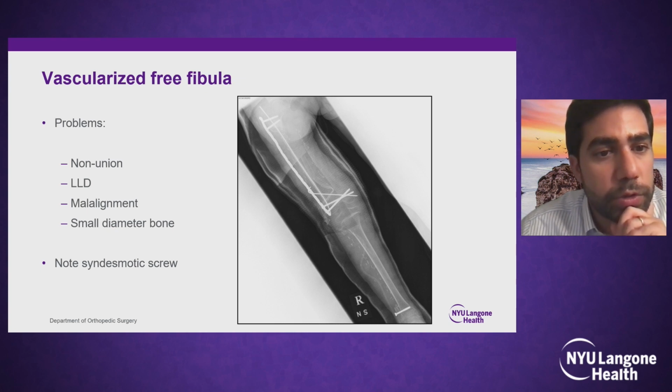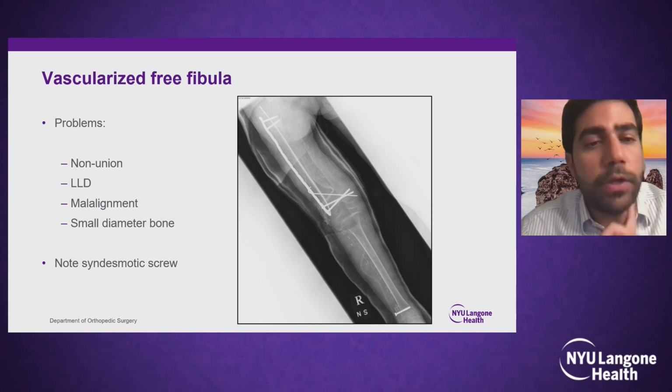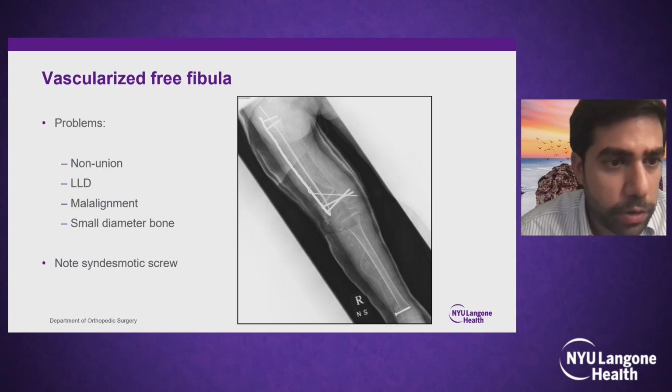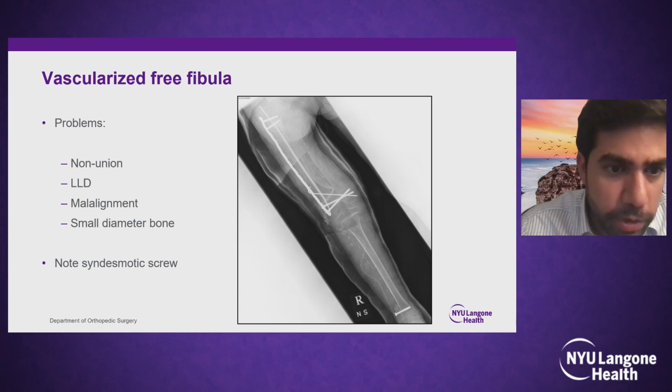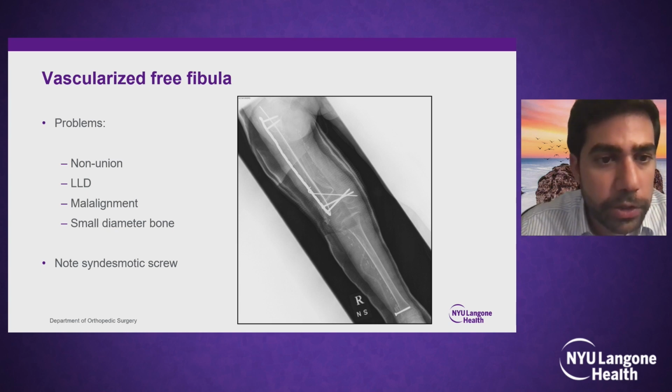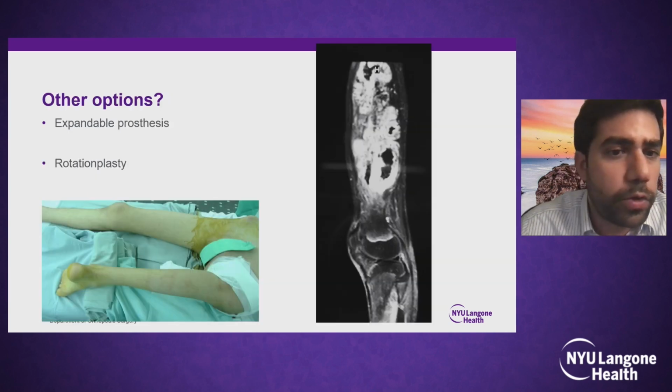With these patients, there's a mismatch in the width of the bone that you transferred, and non-union, because you have two sites that need to heal, and it's very difficult to align. Of note, when you take a large free fibula, you need a syndesmotic screw with young patients. Otherwise, they go into valgus. So, what are the other options?